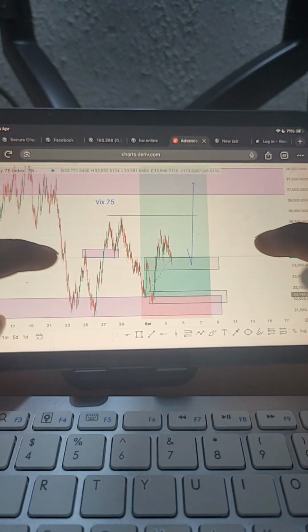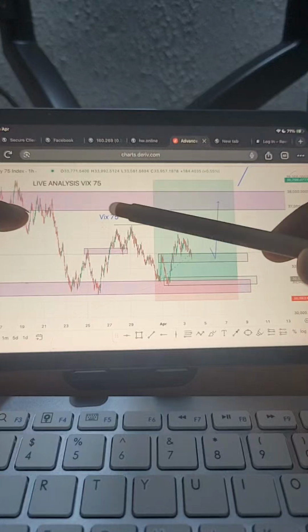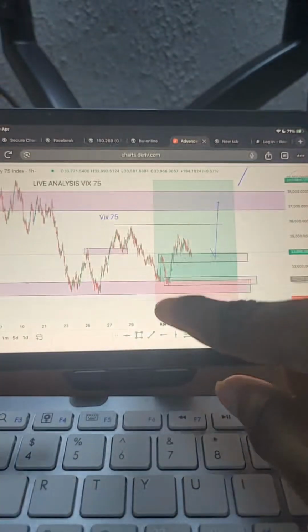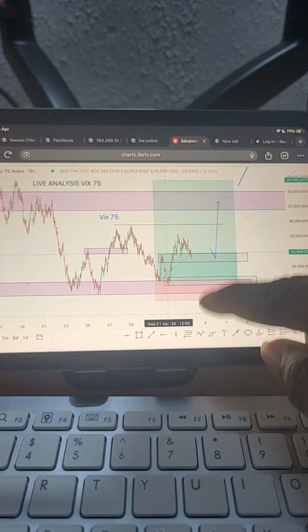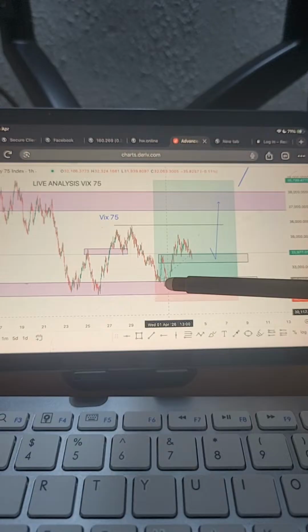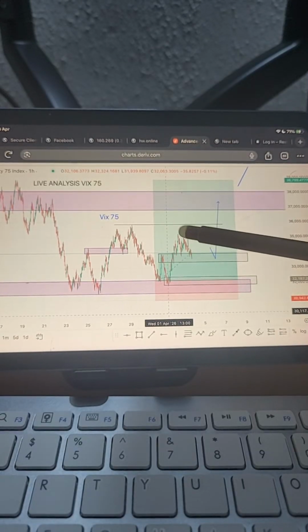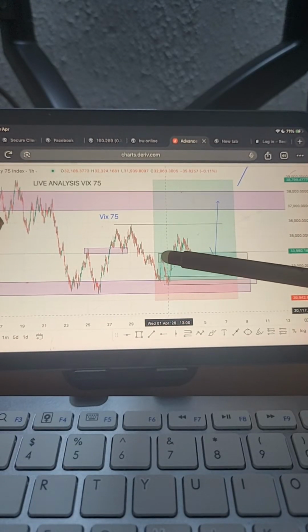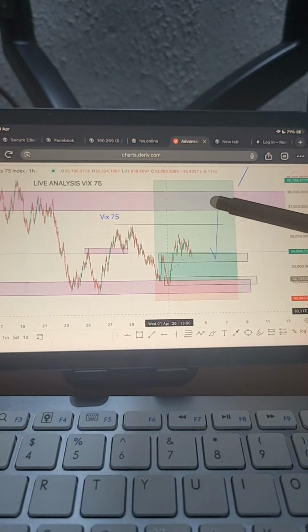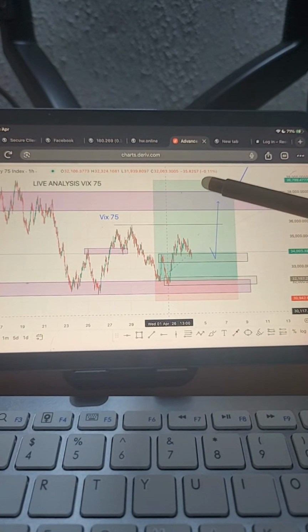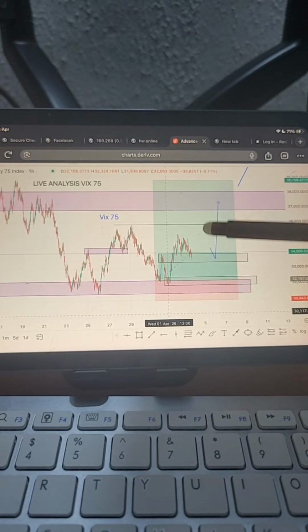This asset you are looking at now is the volatility 75 index. I've been on this trade since Wednesday. Price tagged into this zone on Wednesday, then pushed up, and it created this breaker here. So price is likely to react from here, then push all the way up to this zone. That's what I'm anticipating for volatility 75 to do next.